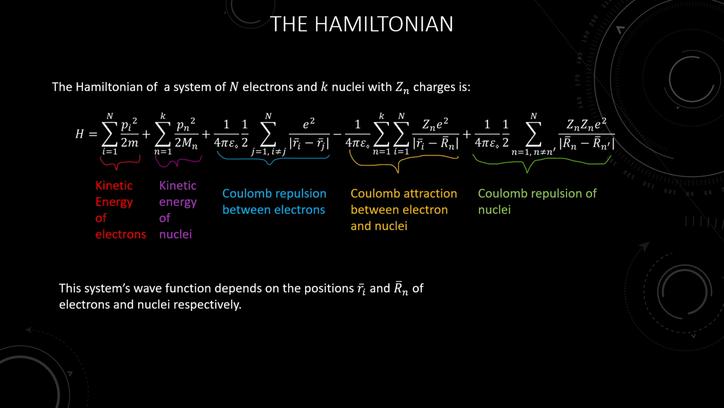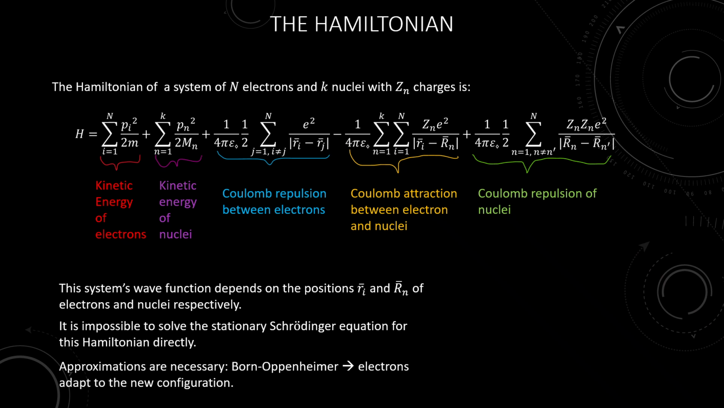This system of wave functions depends on the positions Ri and Rn of the electrons and the nuclei respectively. So the positions of the electrons and the nuclei is what this particular Hamiltonian depends on. Given how large this equation looks and how difficult it is, it is impossible to solve the stationary Schrödinger equation for this particular Hamiltonian directly, which means approximations are necessary.